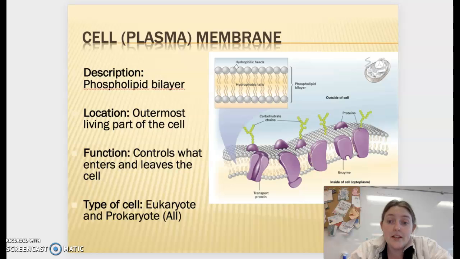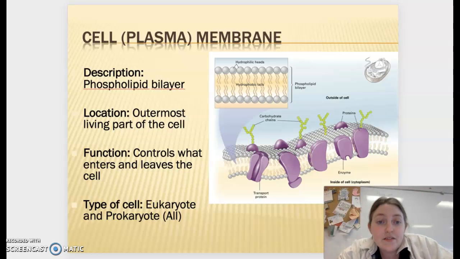Our first organelle is the cell membrane or the plasma membrane. This is a phospholipid bilayer. That's the outermost part of the cell and it controls what enters and leaves the cell. This is a eukaryotic and prokaryotic type of organelle. It is found in every single cell. It is required by every single cell.